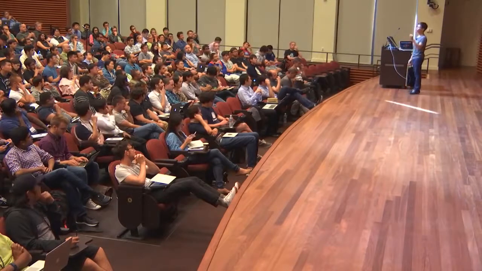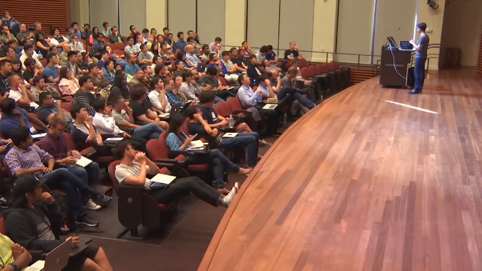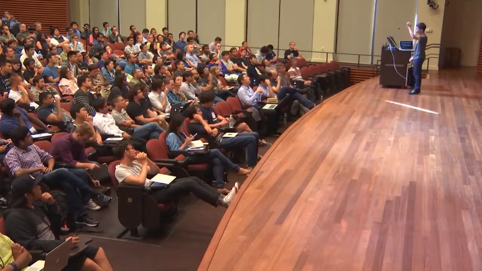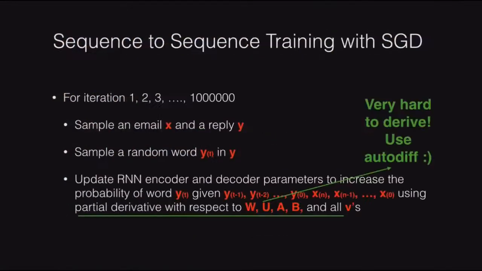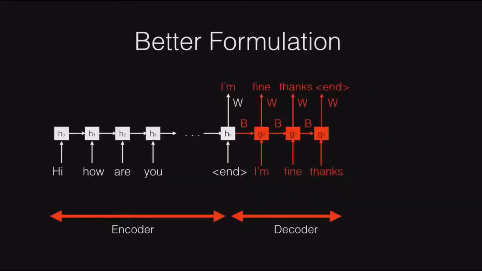What is the cost function in training? So I go back one slide. The cost function is that you sample a random word yt here. Let's suppose this is my input so far, and I sample yt. Let's say t is equal to 2, which means the word fine. I'm at the word fine.